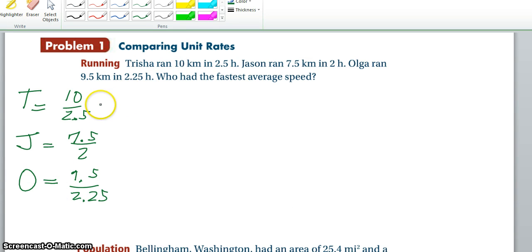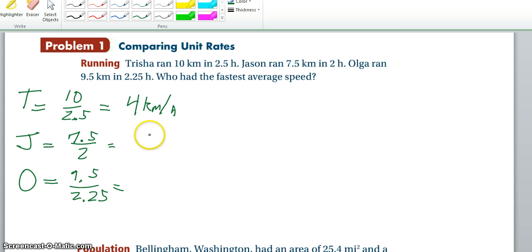All right, so we set up all of our rates for Trisha, Jason, and Olga. Now Trisha's rate is pretty easy. When we do that division, we get 4 kilometers per hour. Remember, we have distance on top, time on bottom. The rest of these are going to have the same label, so I just won't label those.